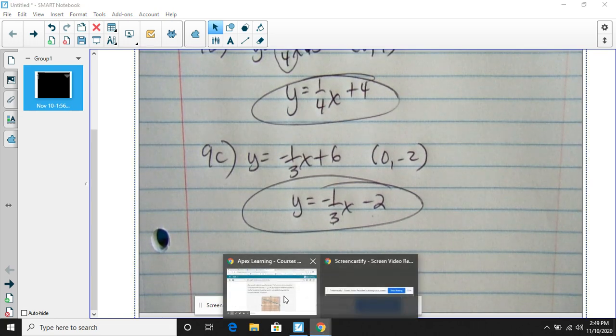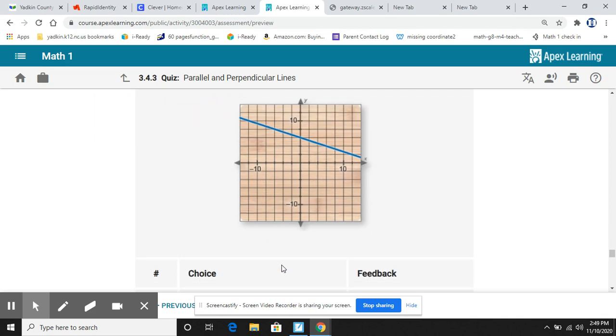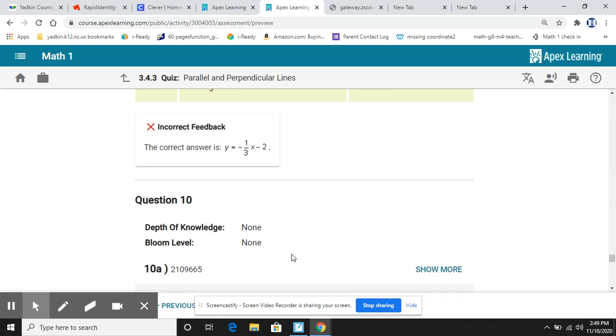Okay, let's look at what number 10 is. Let me see how much time I have left. Come on. I have 2 minutes left. Let's see, hopefully I can do this.